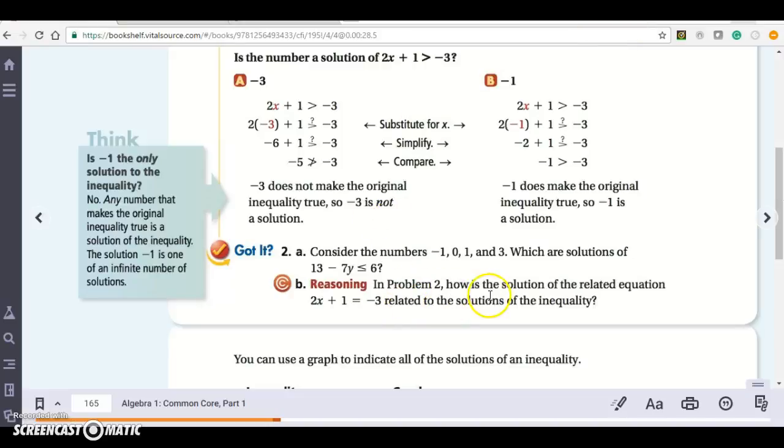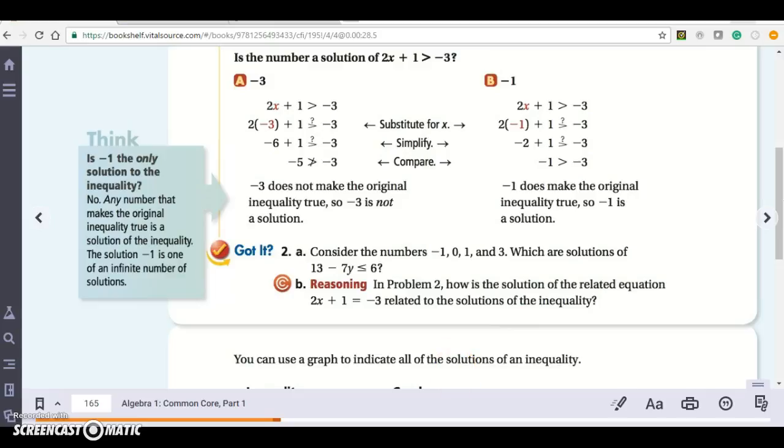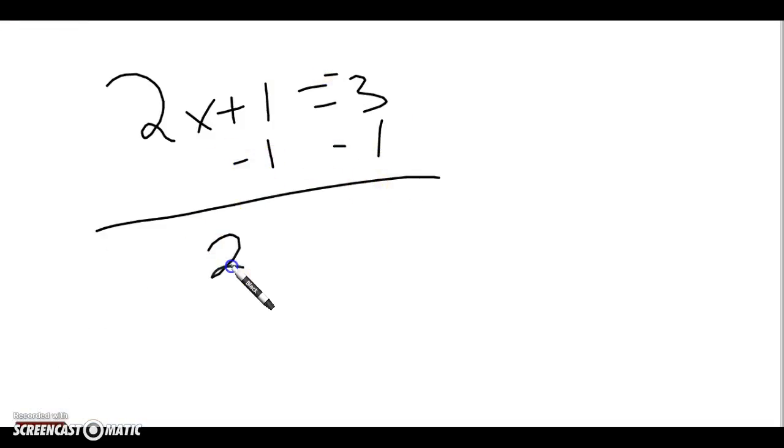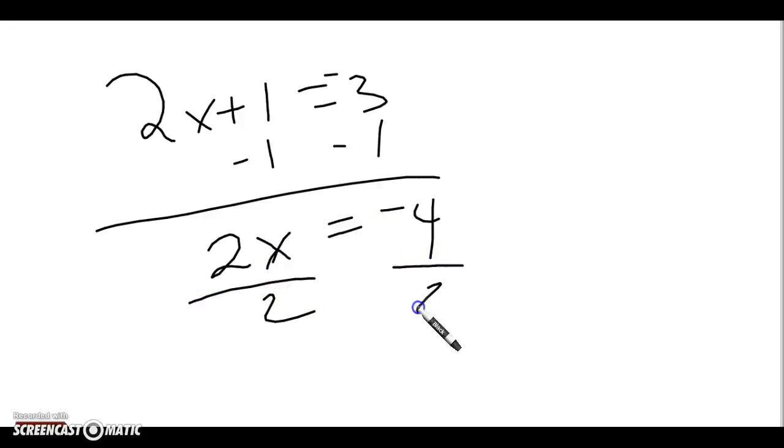Alright, let's look at the next part. It says in problem 2, how is the solution of the related equation 2x plus 1 equals negative 3 related to the solutions of the inequality? Okay, so I have 2x plus 1 equals negative 3. So if we solve this, I get 2x is equal to negative 4. Divide by 2, and I get x equals negative 2.